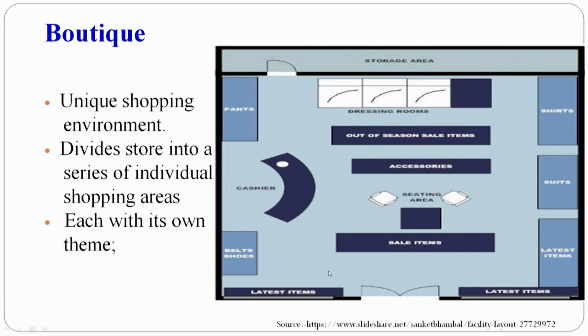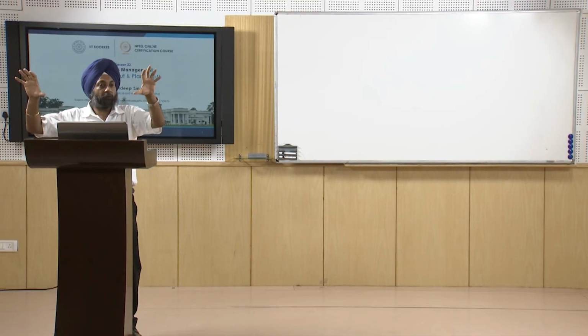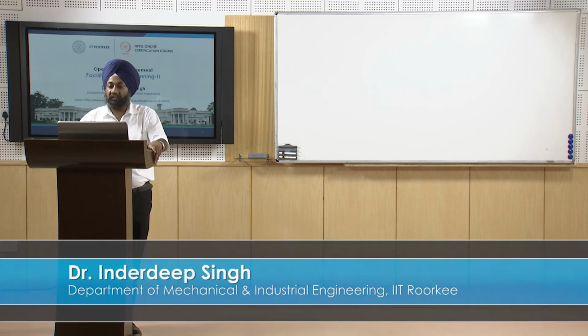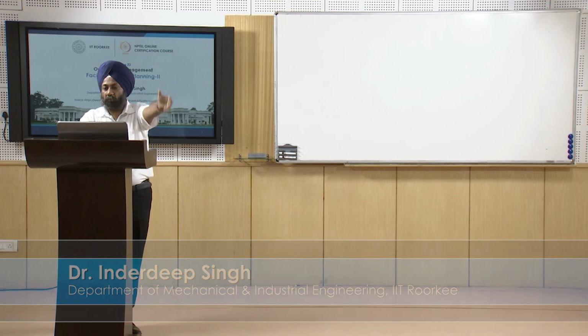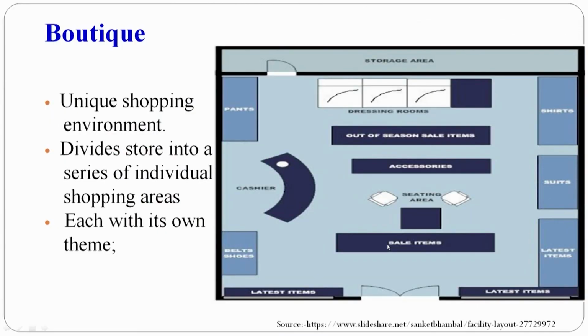You can experience this whenever you go to a particular apparel store. You will see the latest items will be at the beginning only. The items which are out of fashion may be towards the end. So these are out of season sale items here. This is the cashier, a general format for a boutique. Unique shopping environment divides the store into a series of individual shopping areas, each with its own theme.